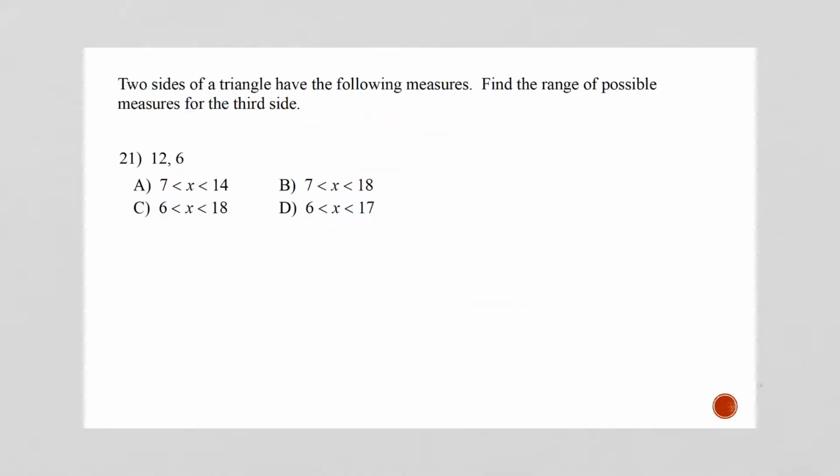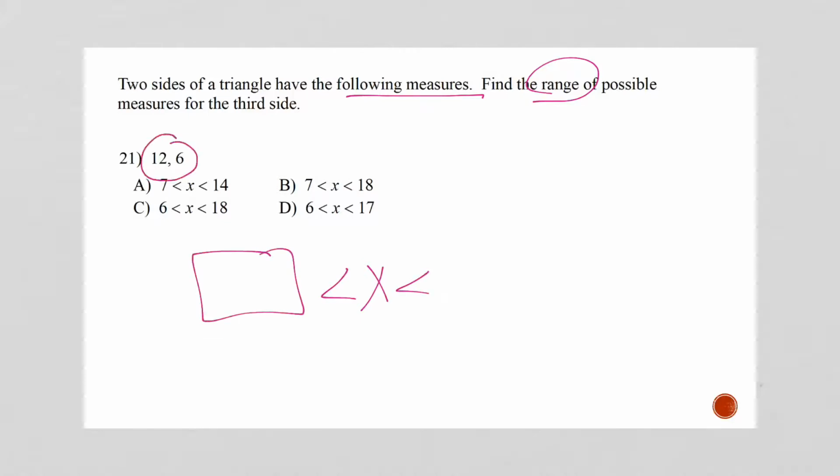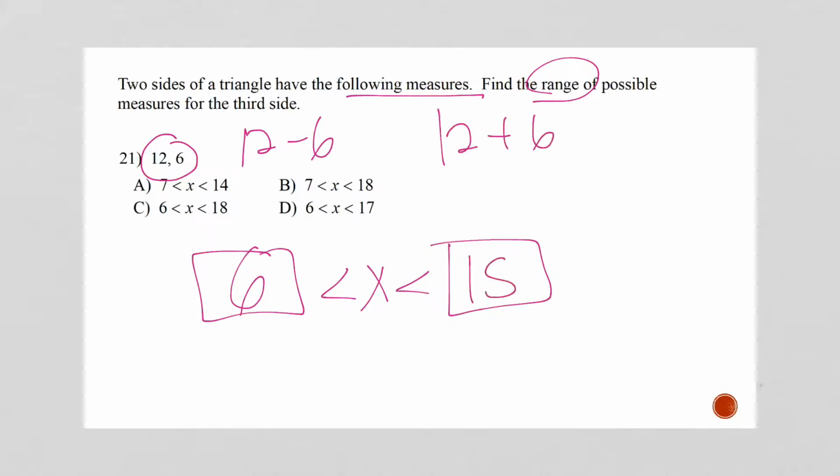21, two sides of a triangle have the following measures. Find the range. So if you remember, to find the range, you're going to have this inequality. The number in front is the difference of the two values given. So if you subtract 12 and 6, you get 6. And the number behind the inequality is the sum of the two numbers given, which is 18. So I know my answer has to be C.